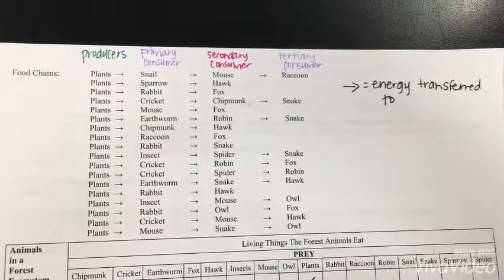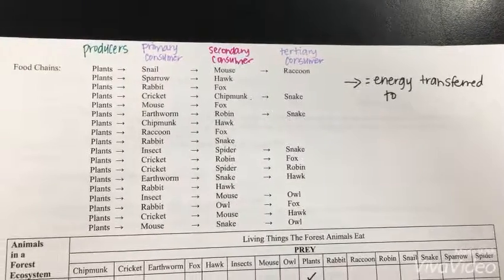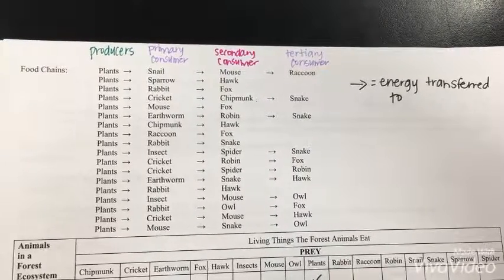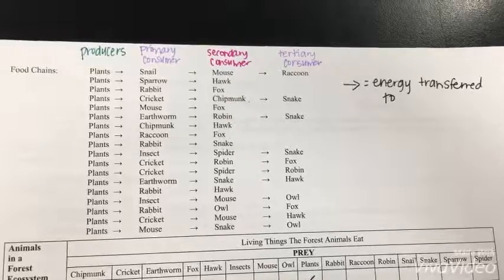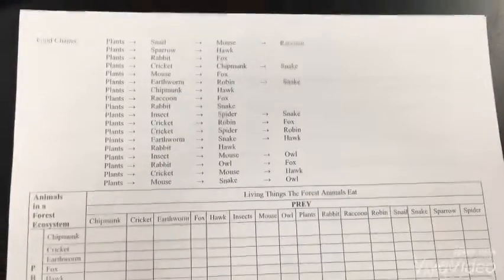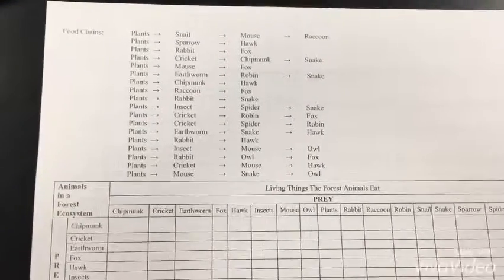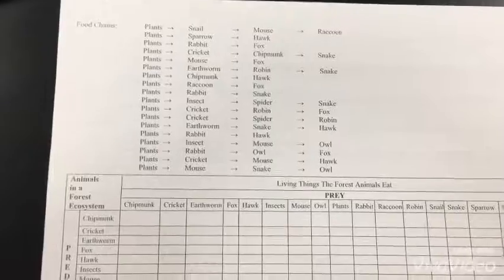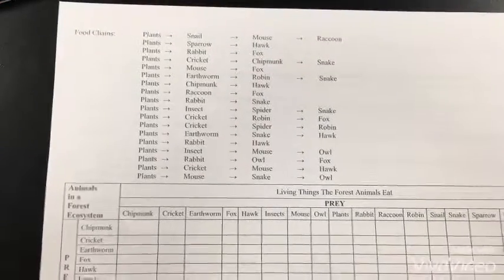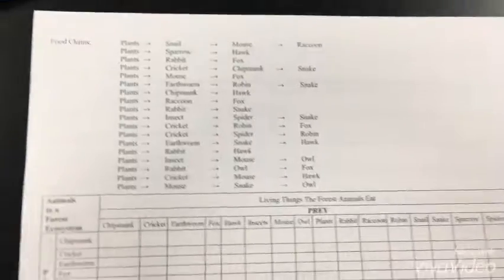Please note that each arrow represents the direction of how energy is transferred amongst the food chain. The next thing that we're going to do is start with the chipmunk, which is the first predator in the forest ecosystem. We are going to look through the food chains to see where the chipmunk lies.